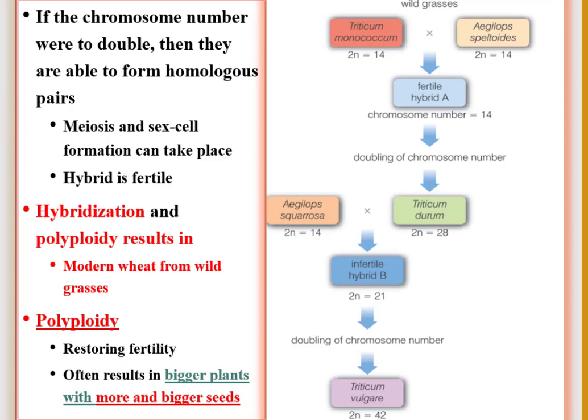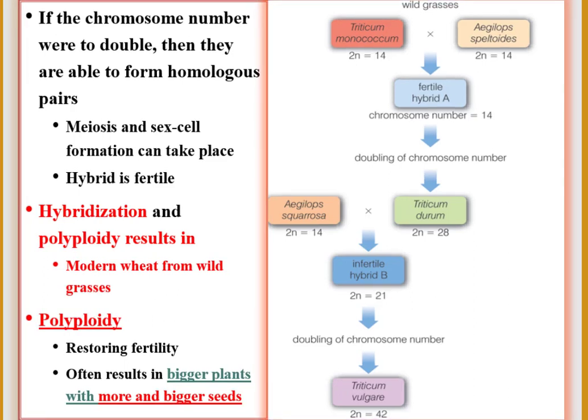Let us see from the diagram how modern wheat, or Triticum vulgare, evolved from wild grasses. As we can see from the diagram, the two wild grasses, Triticum monococcum with chromosome number 14 and Aegilops speltoides with chromosome number 14, hybridize and produce fertile hybrid A that has 14 chromosomes.